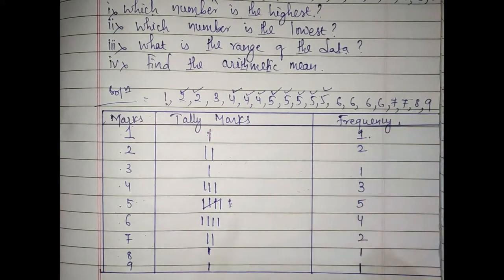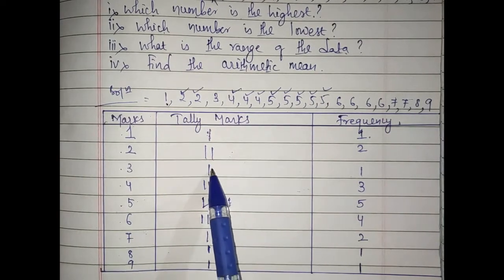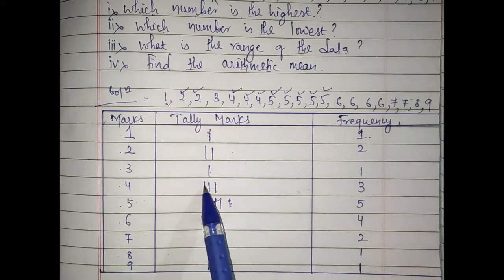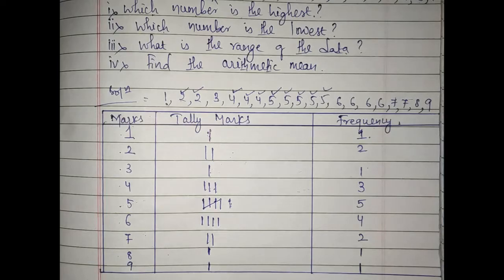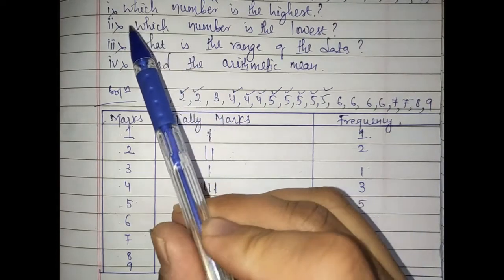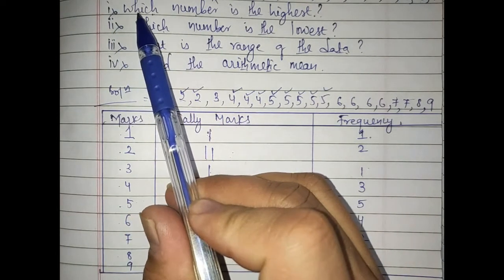I repeat again, frequency of any given number is such that how many times the number is getting repeated. Suppose 1 is 1 time, 2 is 2 times, 3 is 1 time. You have 4. How many 4 are there? 3 4 are there. So this 3, this 1, this 2, this 5 is actually representing the frequency of the given mark. Okay, so I hope you have understood this. So now we have to solve the question given in the problem.